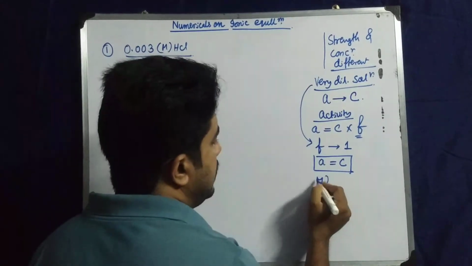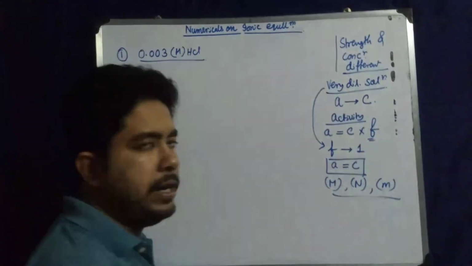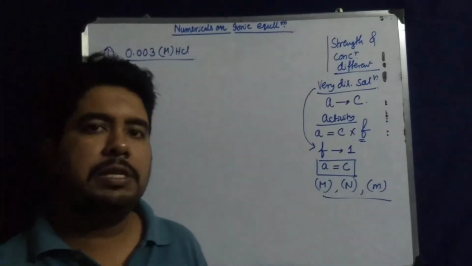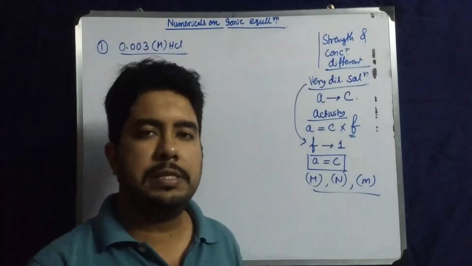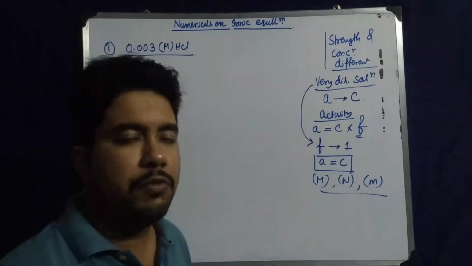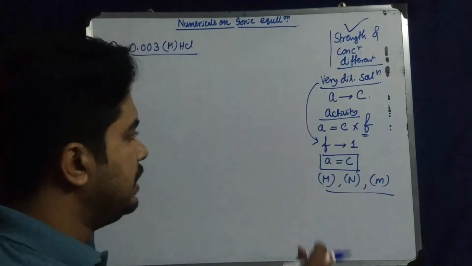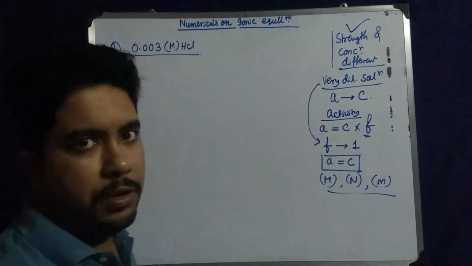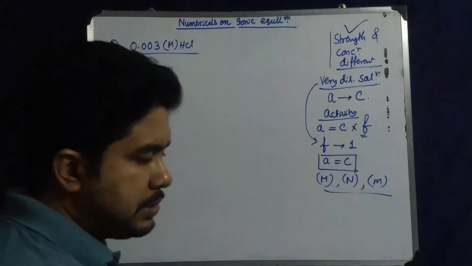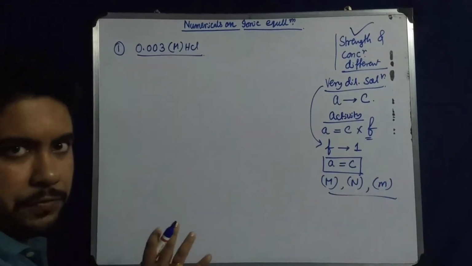So the molarity, the normality, then the molality: I know you are well aware of these terms because all of them were discussed in our first chapter. These 3 terms generally represent the strength of the solution. But still we are considering them as concentration in this chapter. Why? Because we are dealing with very dilute solutions, so we consider the strength as the concentration.